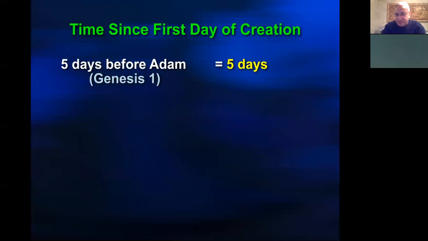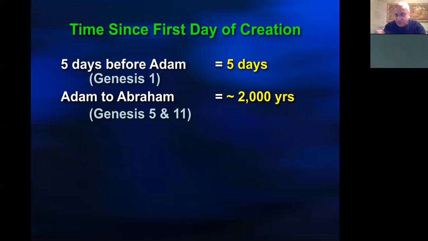So what is the time since the first day of creation? We have the 5 days of literal days, and then Adam was created on the 6th day. You have a week, and then from Adam to Abraham, there are about 2,000 years. How do we know that? From the genealogy, which is mentioned in chapter 5 and chapter 11 in Genesis. From the genealogy, when they have this man begotten his son when he was aged such and such, and this son lived such and such years. So you calculate that, it's about 2,000 years.